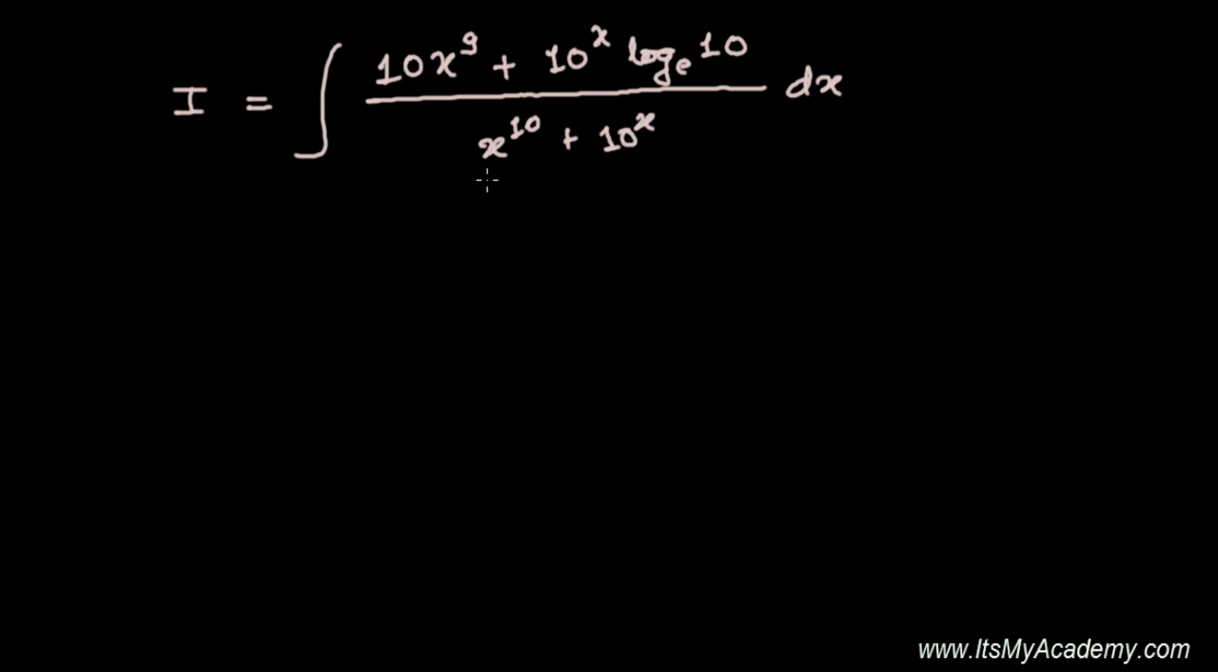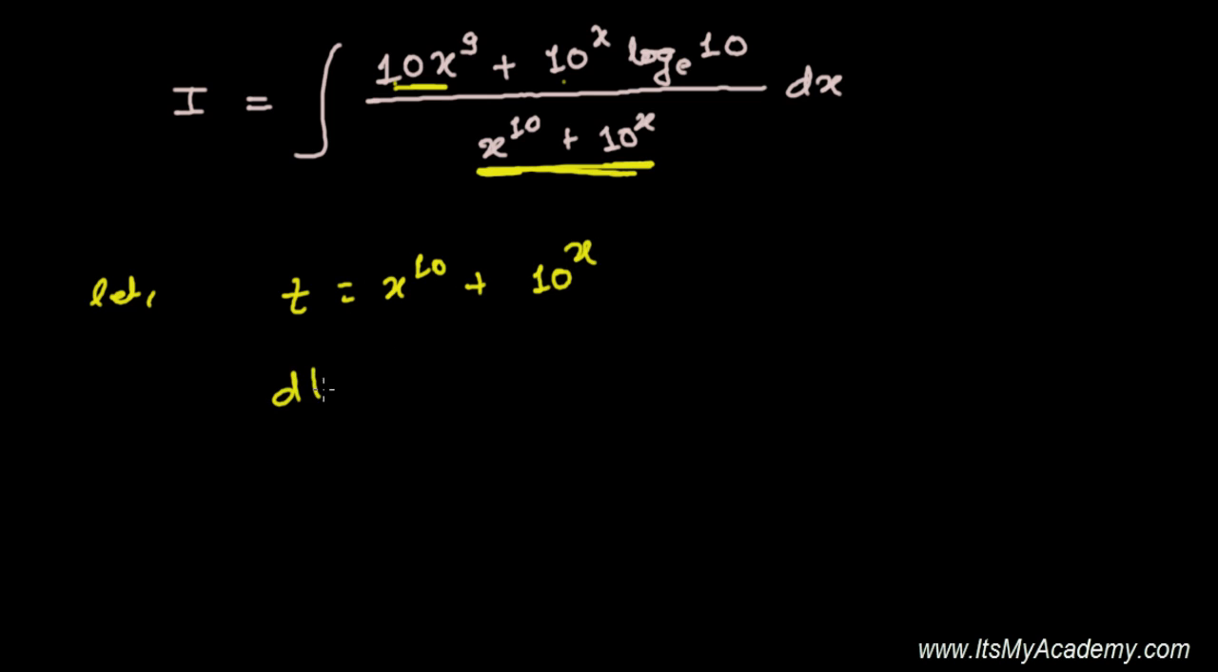If you see properly, very clearly it is written x to the power 10. The derivative of x to the power 10 is 10x to the power 9, and the derivative of 10 to the power x is 10 to the power x times log e 10. Very clearly written. It means we need to take this as t. So let t equal x to the power 10 plus 10 to the power x.